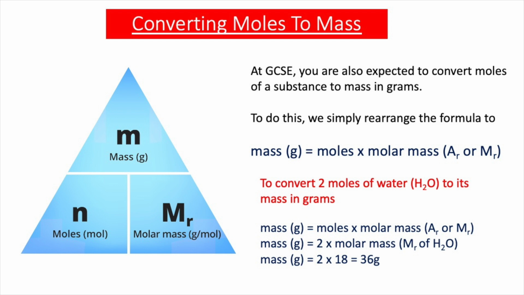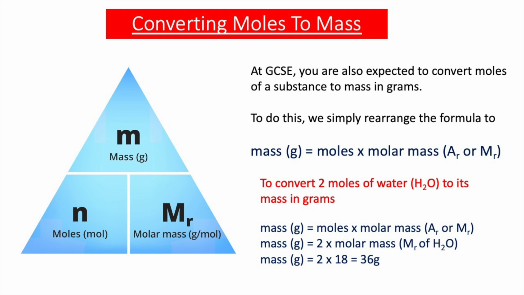And you can see I've represented this equation here with a formula triangle that you could use to help you rearrange this formula. So for example, I might be asked to convert 2 moles of water to its mass in grams. To do this, I've rearranged my formula. So mass in grams is equal to moles times the molar mass. Now the molar mass here is the MR value because water is a molecule.